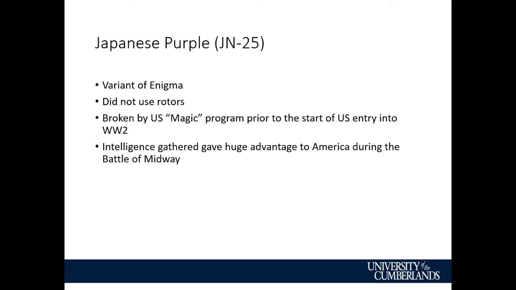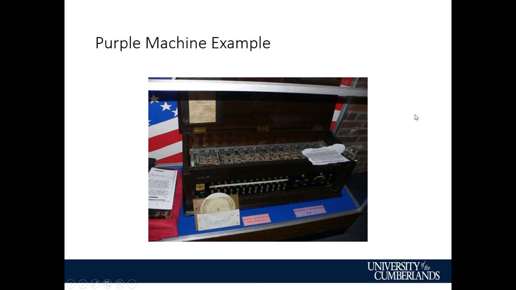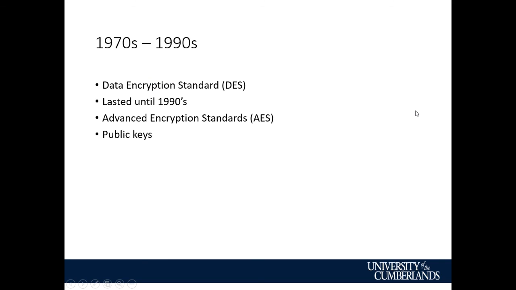Now the Japanese had their own Enigma machine, if you want. It was not as robust, and it was broken again by the US prior to us starting the war. So we had a huge advantage knowing what was going to be going, where their ships were going, and gave us some nice information. Again, this is a picture of what that would look like.